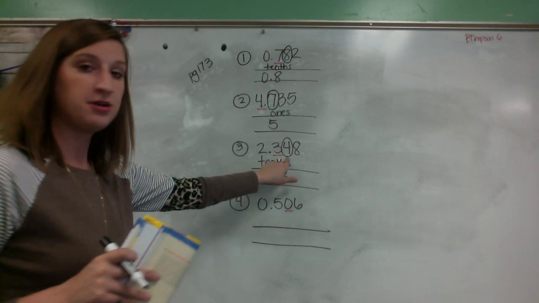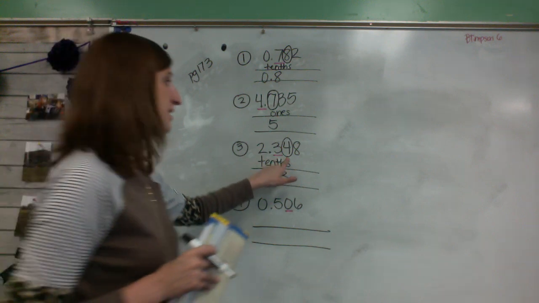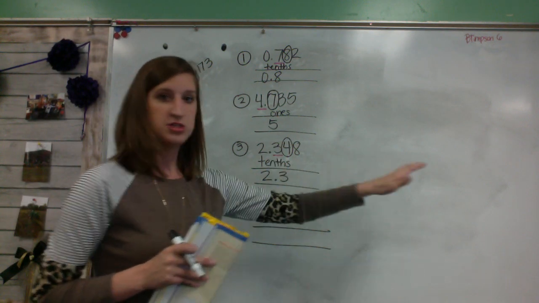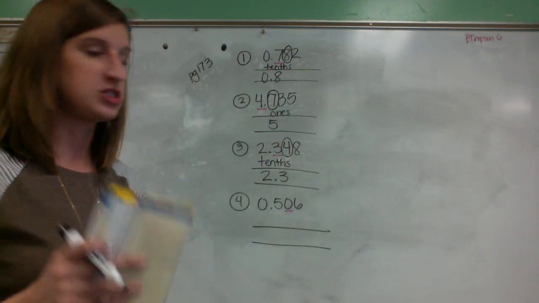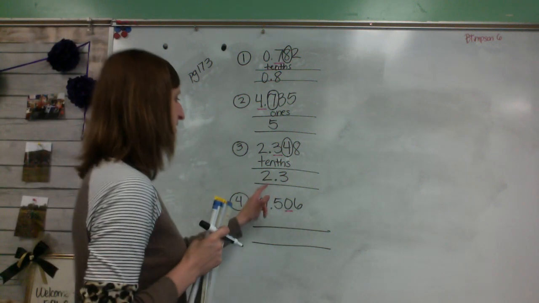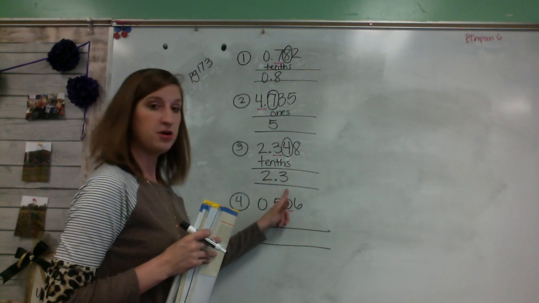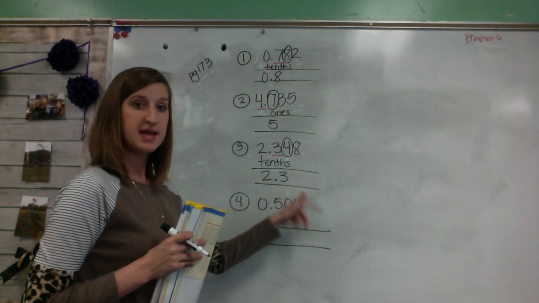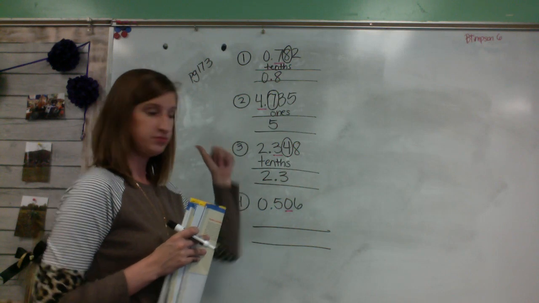Notice how the number that you're using to help you round, as well as any other digit to the right, just disappears. It just drops off. And you just keep the digit that's being rounded, as well as anything to the left.